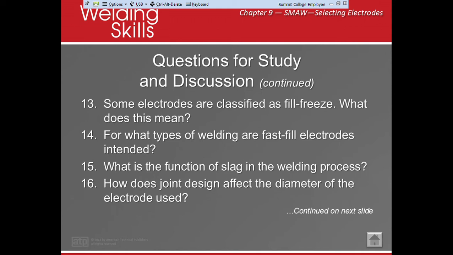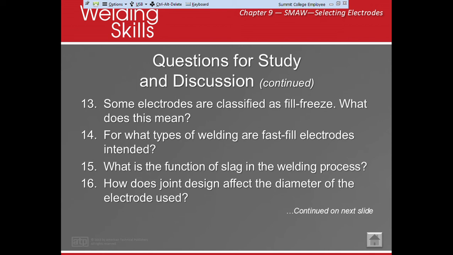Some electrodes are fill freeze. Okay? Fill freeze, or F2, is an electrode that has a moderately forceful arc and a medium deposition rate. The arc and deposition rates are those between the fast fill and the fast freeze electrodes. Fill freeze electrodes produce easy to remove slag, a weld bead with distinct even ripples. They are general purpose electrodes used in production shops and are particularly used for sheet metal, repair work, and joints with poor fit up.